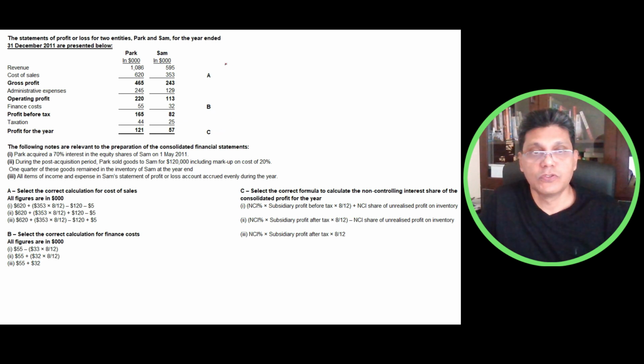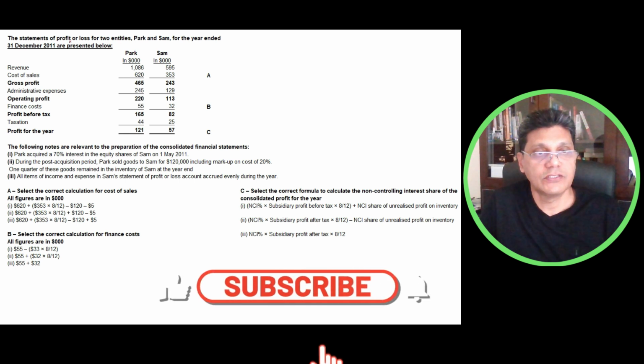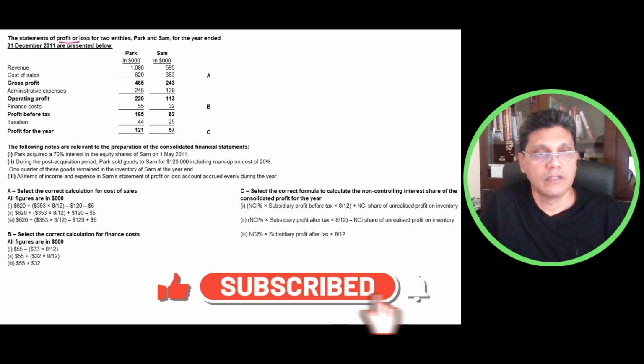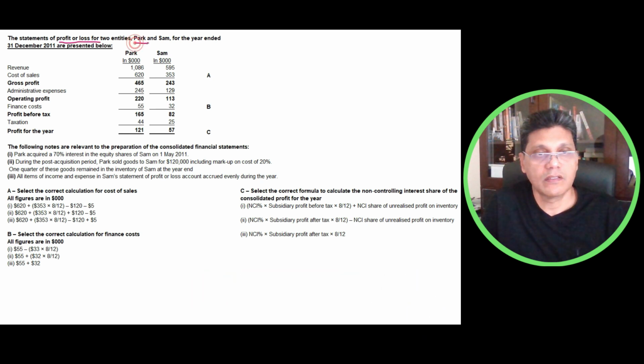In this session, let's go through this particular question. This is relating to consolidation profit and loss account between two entities, which is Park and Sam. And you are requested to answer these particular questions A, B, C. These questions are relating to A, cost of sales. You need to identify the group cost of sales.